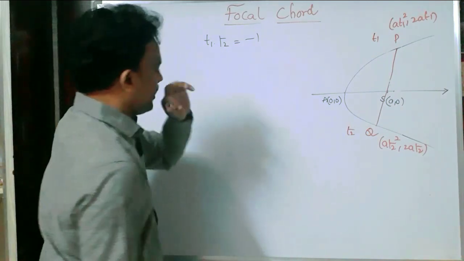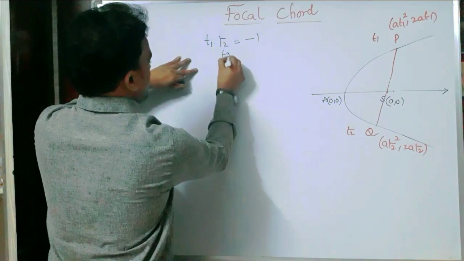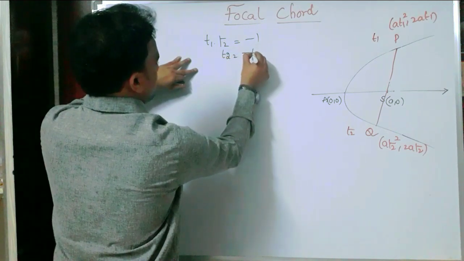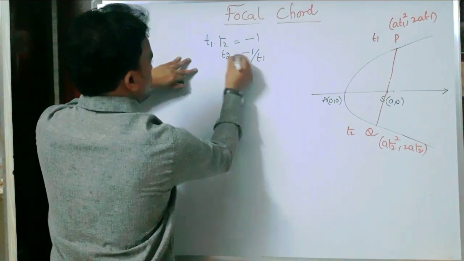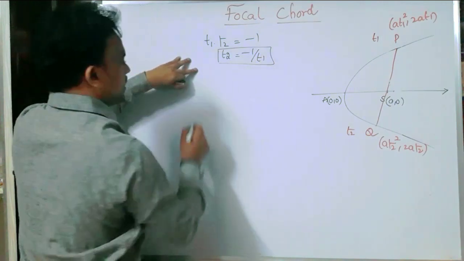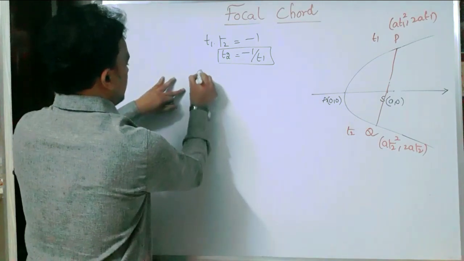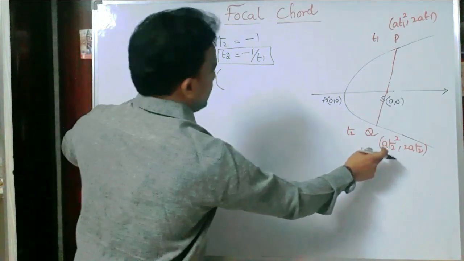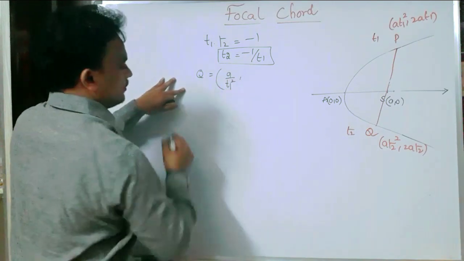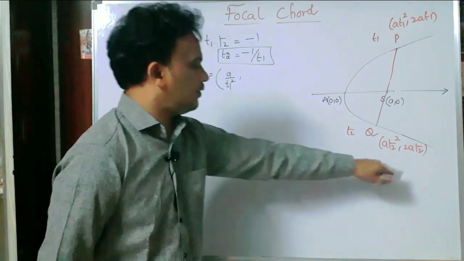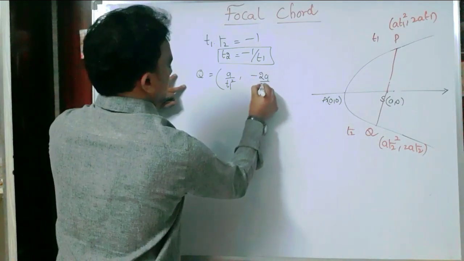Then how can I write the second point? Clearly t2 can be written as minus 1 by t1. The t2 value can be written as minus 1 by t1. Then the point Q can be written as (a t2 square, 2a t2), which is (a by t1 square, minus 2a by t1).